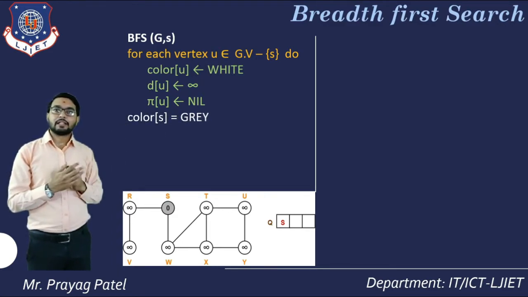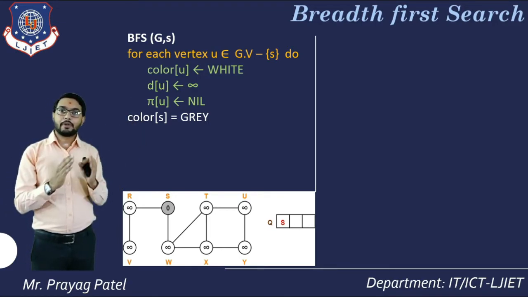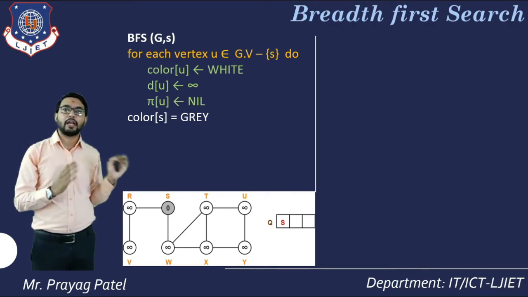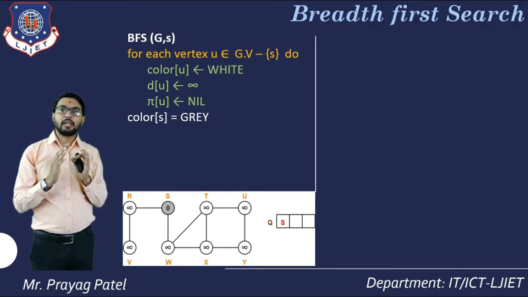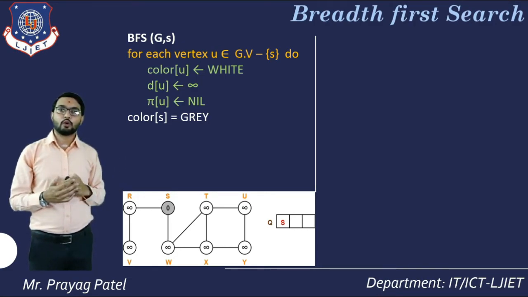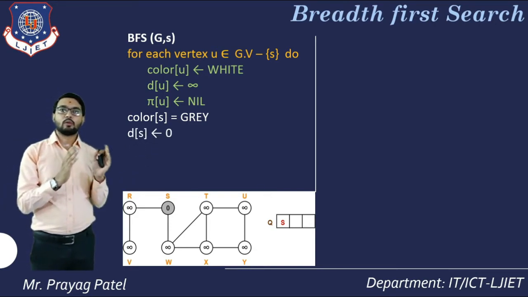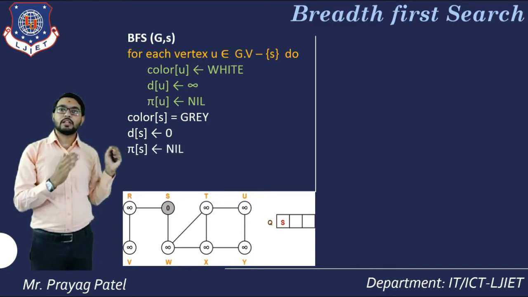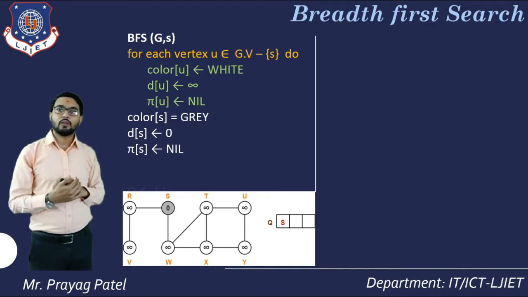Now these three green lines are in a for loop. After completion of the for loop, consider the next line: color of S equal to gray. Here S is the starting node. So the color of the S node is gray because this is our current node. Now d of S equal to 0, because the distance of the root node is 0. Now pi of S equal to nil, because the root node's parent is nil. So pi of S equal to nil.